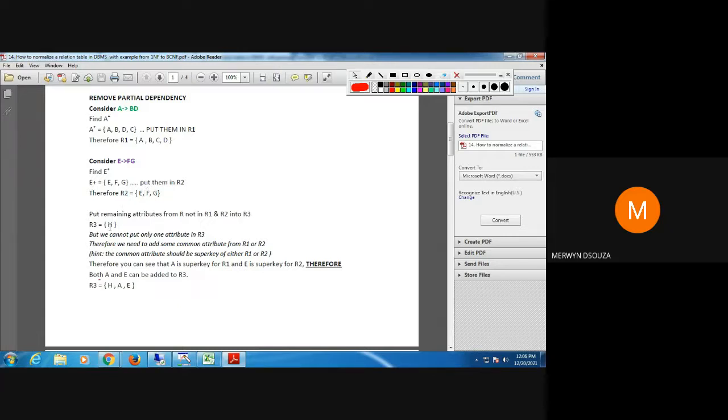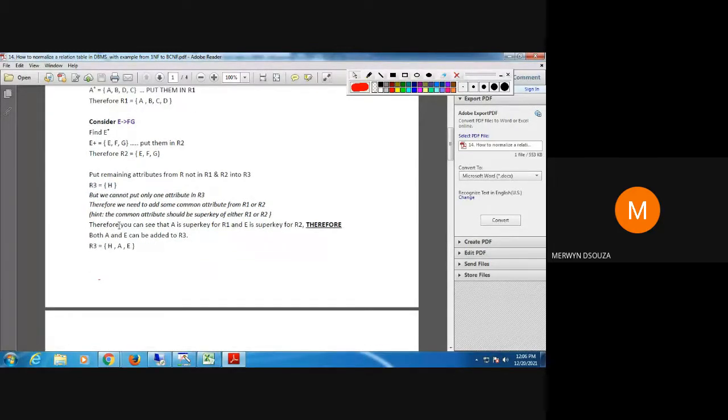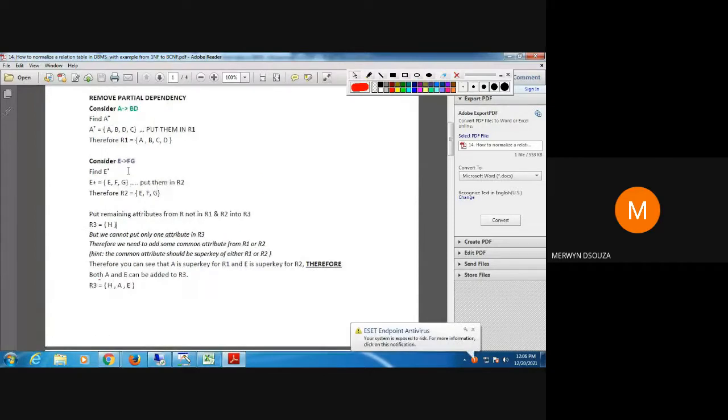So you need to add one common attribute from R1, and one common attribute from R2. That means a super key of R2 has to be added to R3, and a super key of R1 has to be added to R3. One attribute comes from here, one attribute comes from here, and that means R3 will finally have three attributes. So that is the correction that you need to make when you're finding the common attributes.